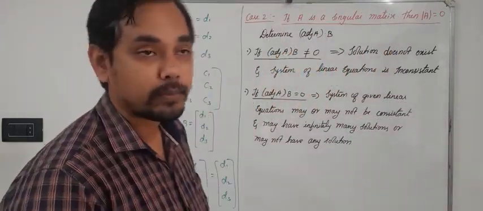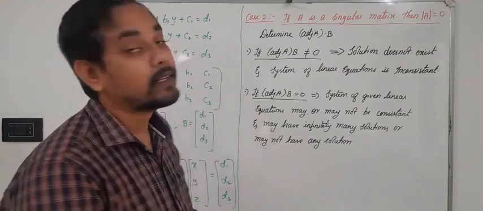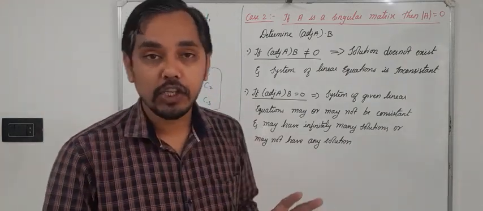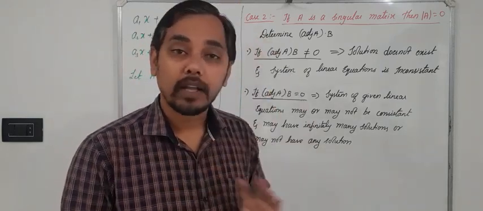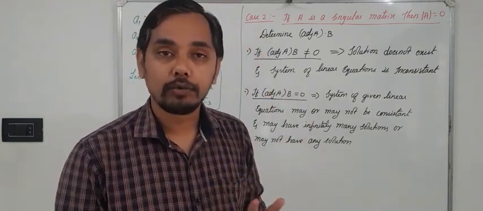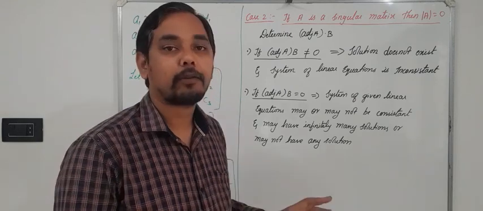So now let's move on to the second case. The first case was when A is a non-singular matrix. Clearly, when A is a non-singular matrix, its determinant is not equal to 0, A inverse exists, and directly we can find the solution.